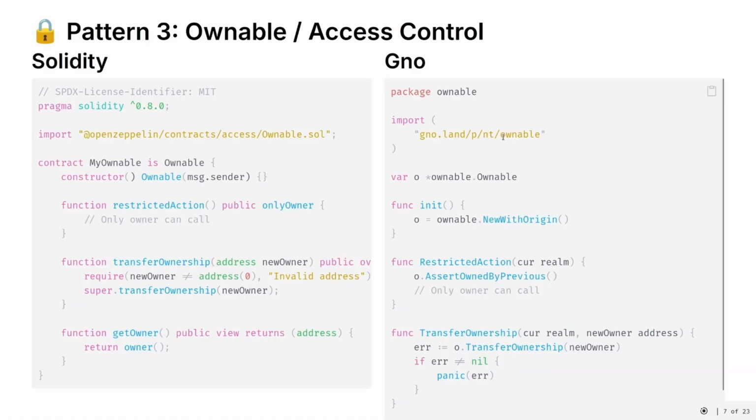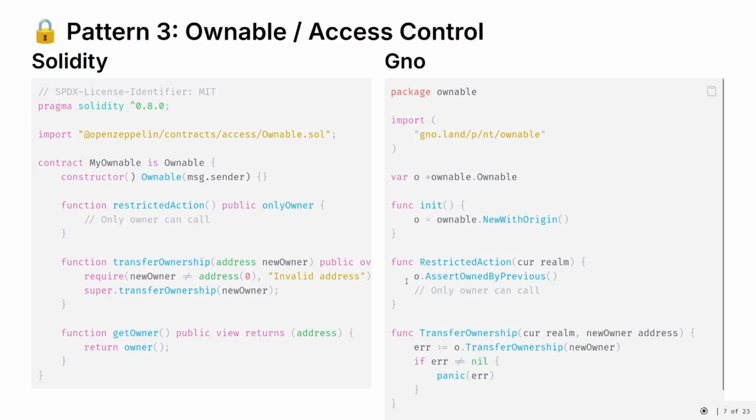In gno.land, we have the ownable package from the new tendermint directories. This is the core team directories. And during initialization, you fill the ownable object using the NewWithOrigin function. Init and constructor will be executed by the one that deploys the package, so it will be the message sender in that case. Or in that function, it will be hidden, but it is the origin caller.